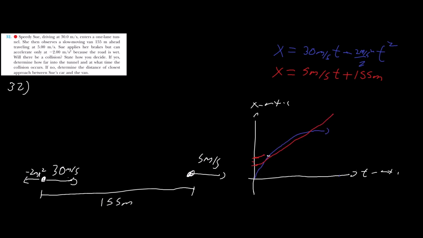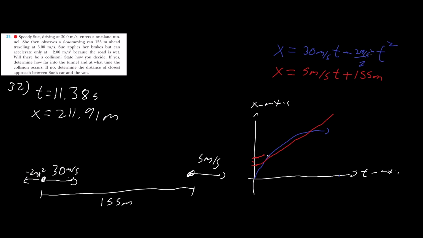Here's the graph. I know I did solve this before. Regardless, they're going to intersect twice before she comes to a stop. So that means that she's going to bypass the van, and then she's going to slow down to the point where the van is going to bypass the vehicle.